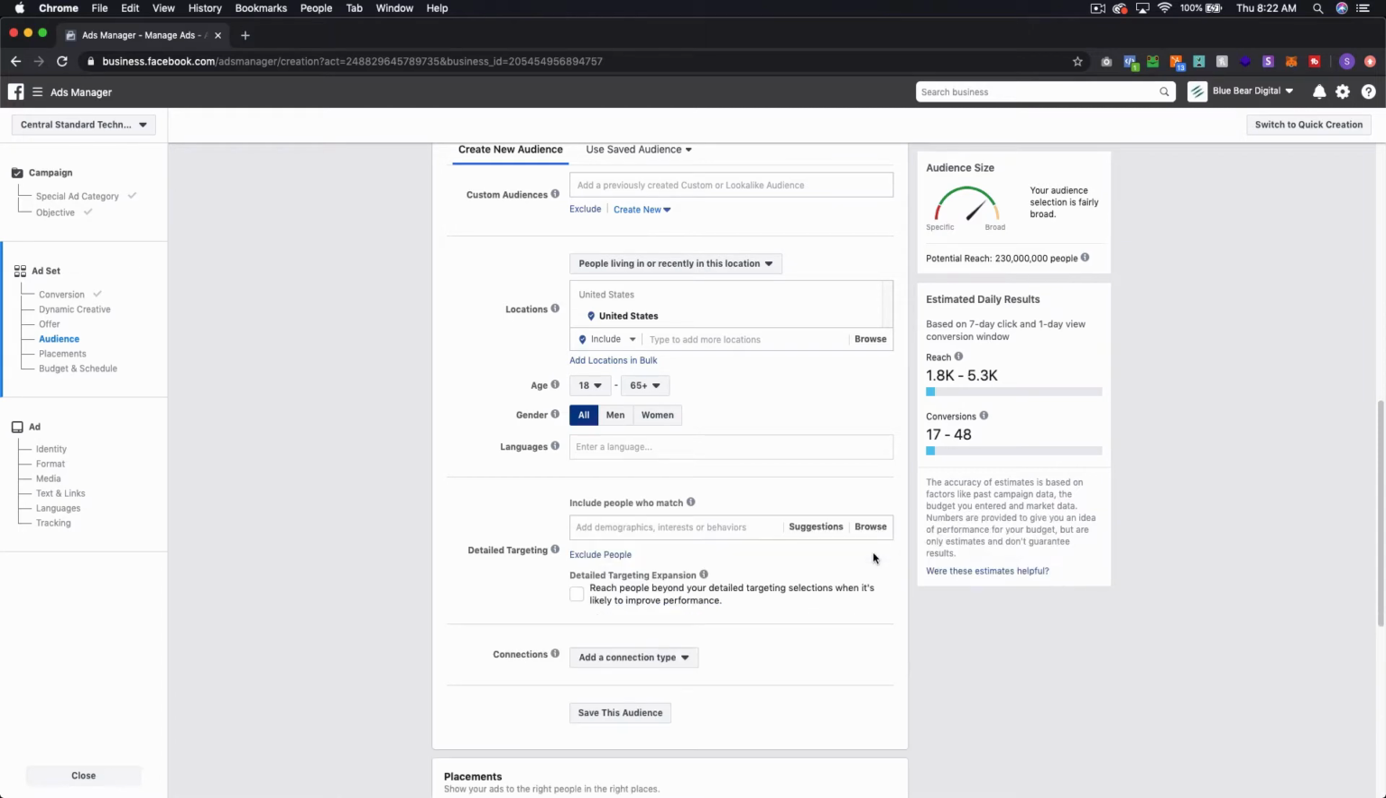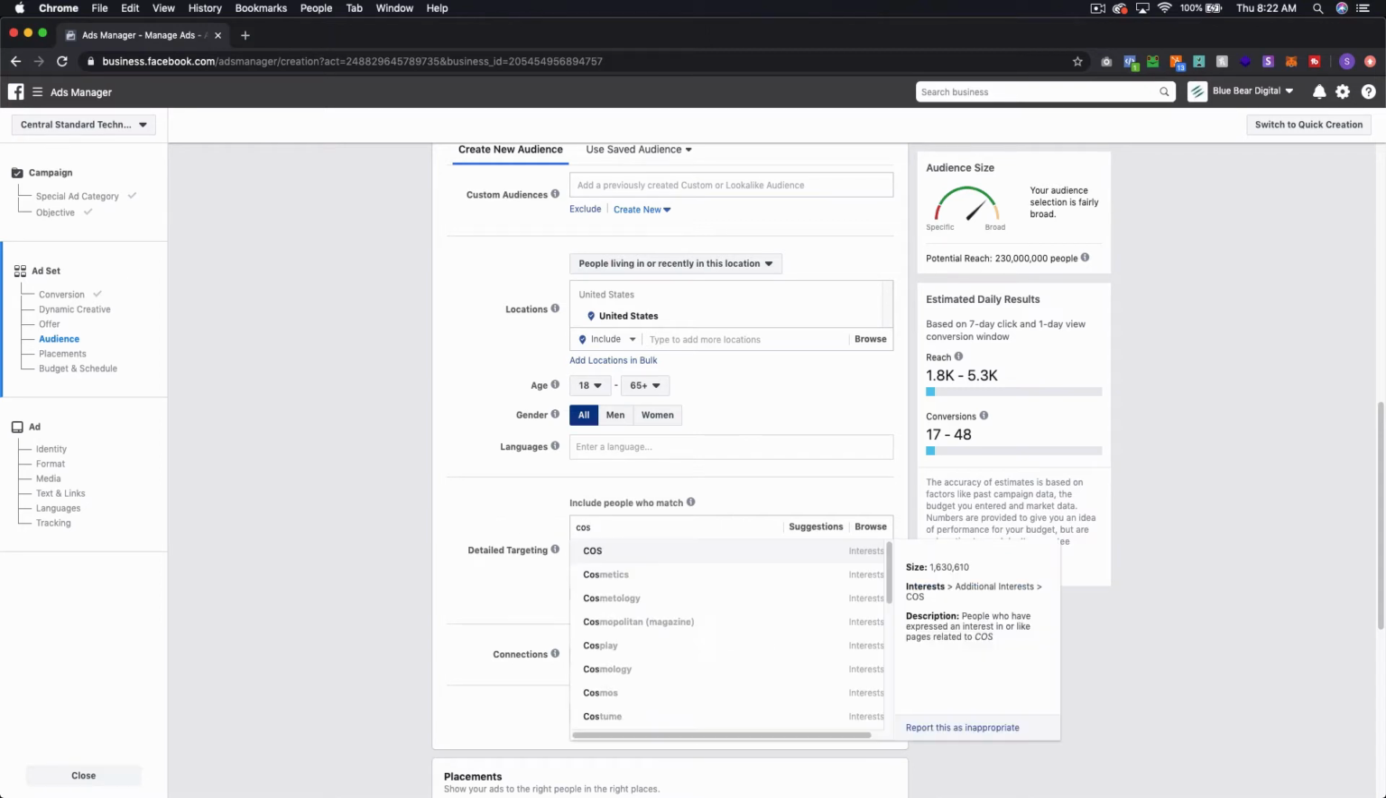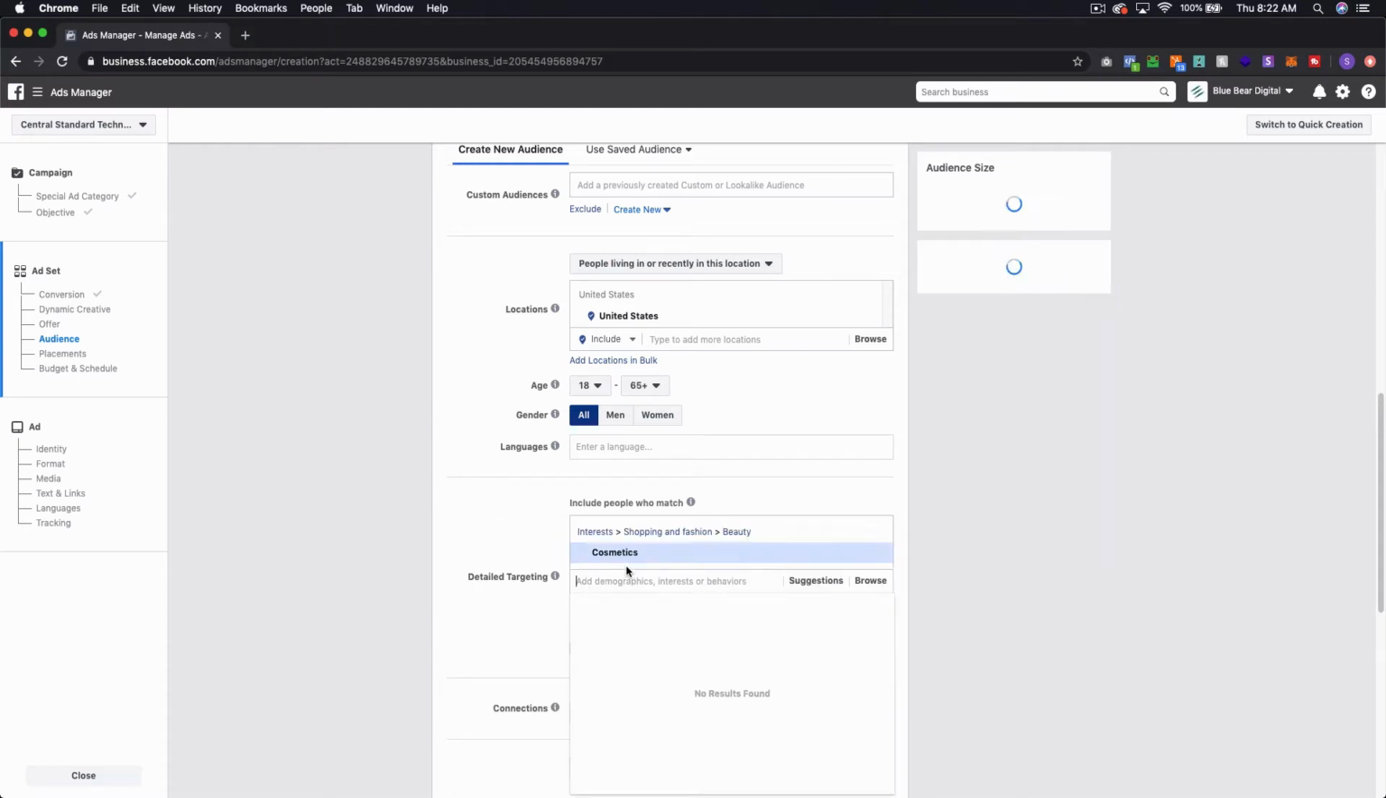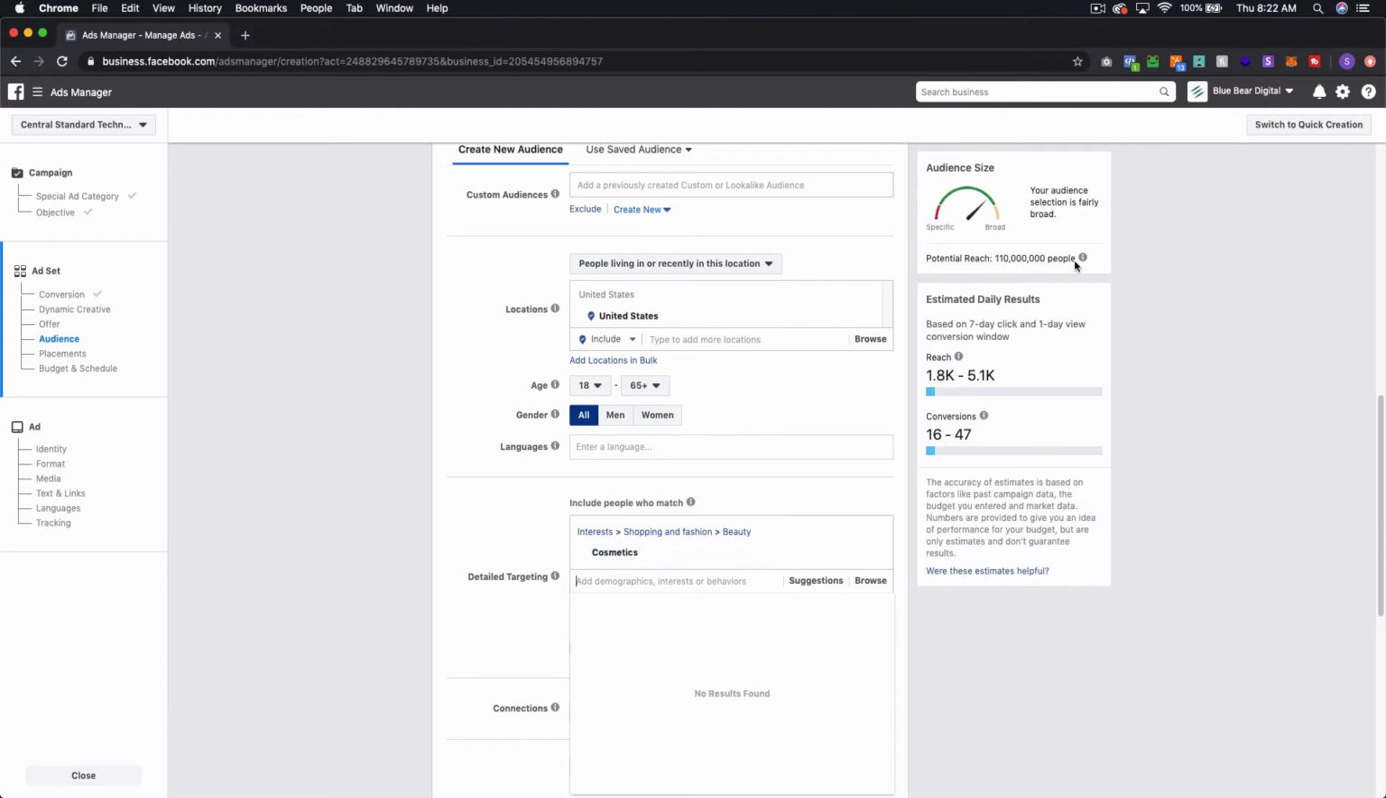So let's go back to our cosmetics example. You're launching a cosmetic product. I think what you have to know when you're launching anything is what unique selling proposition you have. So let's say that you wanted to target people who like cosmetics. That's going to be an enormous amount of people. And I think this is why people point this out, because they're going, 110 million people, that's too many. It's really not that it's too many people, it's that your targeting is not specific enough.